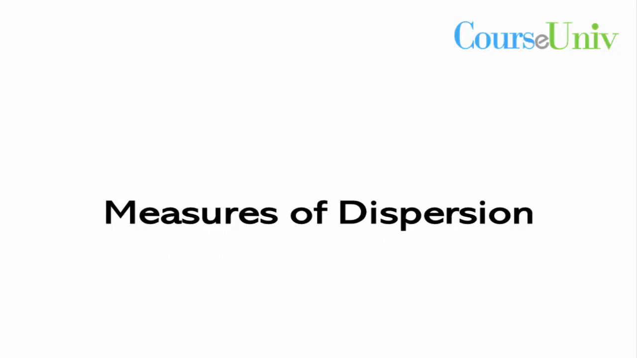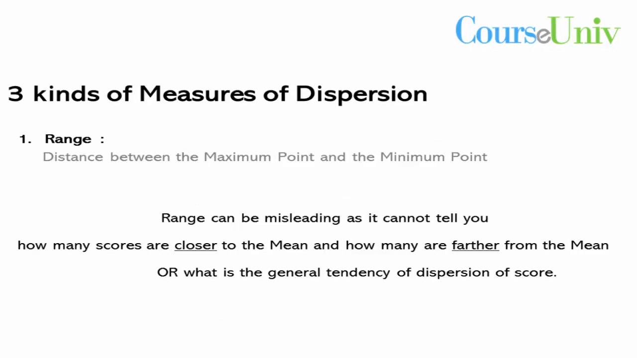It basically gives you some rough idea of the boundaries within which all the scores fall. But range can be misleading at times, because it doesn't tell you how many scores are closer to the mean and how many scores are farther from the mean and average, and what the general tendency of dispersion of these scores is.